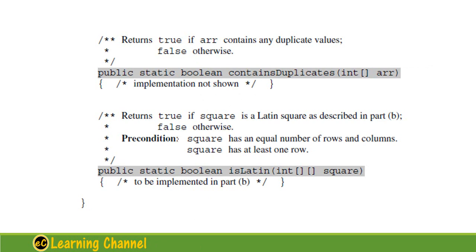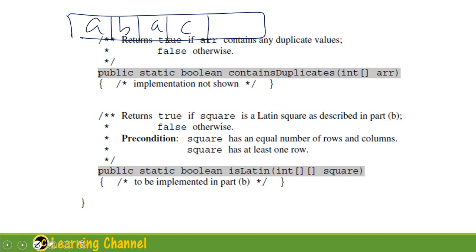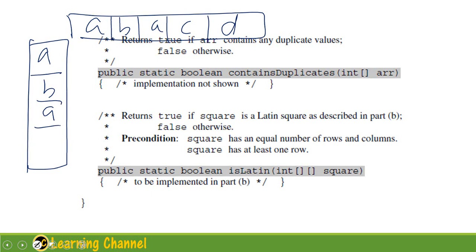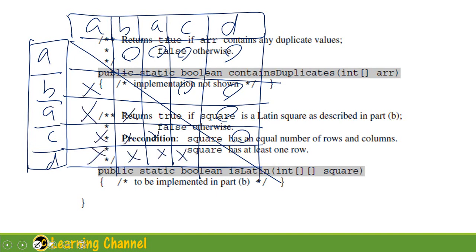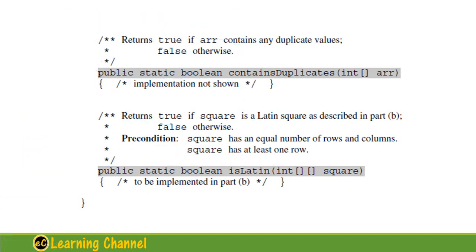So for K-graph, you have an array: A, B, A, C, D. You check it with the same array. This is a K-graph check, but you don't need to check the diagonal part. You just need to check the upper corner, or you can check the lower corner. Either one will be fine. You just do the partial traversal. I'm sorry, this one should have 3 of them, and then you have 2 of them over here. Okay, so that is what we need to do.